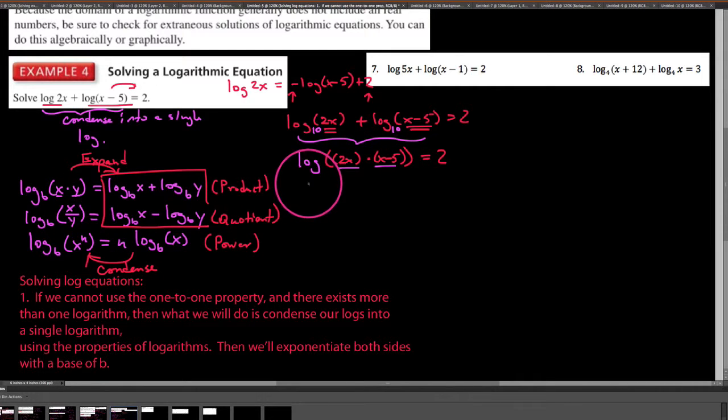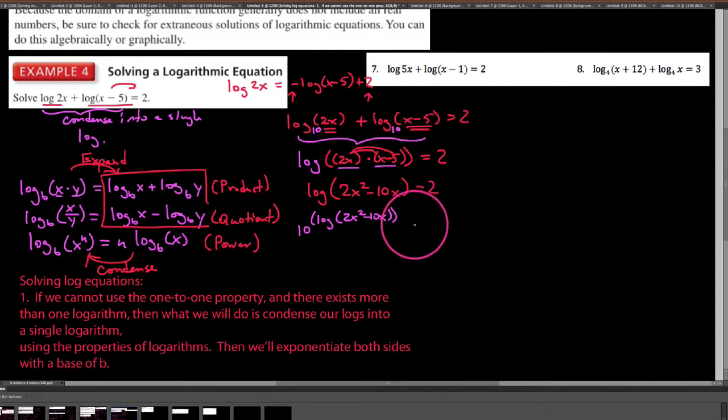Having this here allows us to do the following. First of all, we're going to simplify in here. We get log of 2x squared minus 10x equals 2. Because now we have this log by itself, we can exponentiate both sides, having the same base as our log. So we say 10 to the power of log base 10 of 2x squared minus 10x is equal to 10 to the 2. So on our left side, we get this cancellation here.